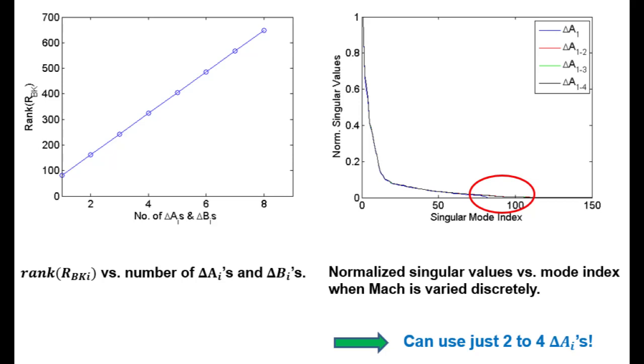With Mach number affecting the entire domain, the rank of the perturbation input versus number of discrete matrices shows little sign of convergence. However, checking the singular values against the number reveals that they hardly change even when only 2 discrete delta A's are included. For these reasons, we include 2 discrete matrices for the PROM 3.